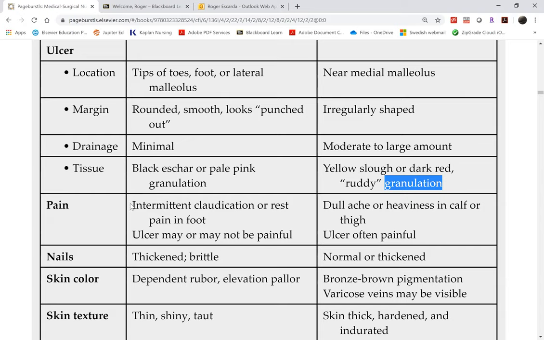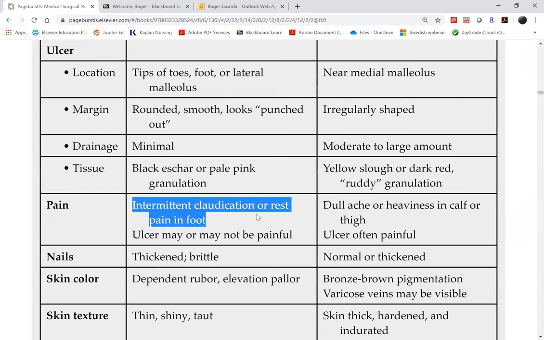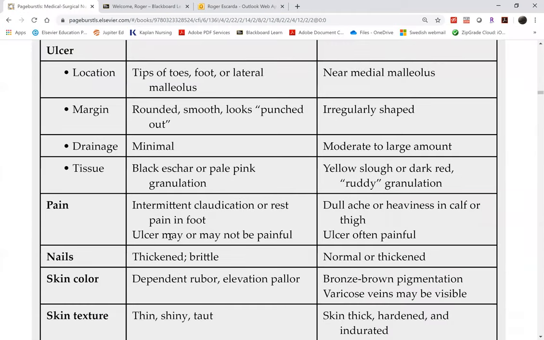Pain, of course, we have intermittent claudication here, or pain at rest if it's stage 3. And the ulcer here is not painful because there's no blood flow, so the nerve endings may already be dead as well. In venous, these are painful ulcers.